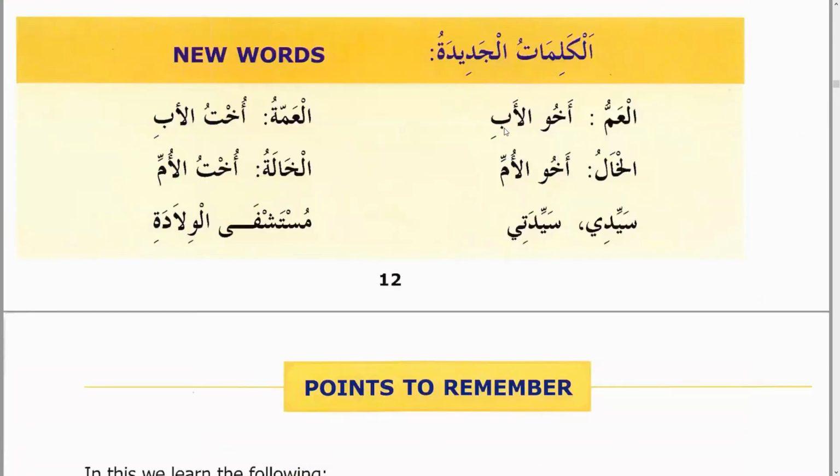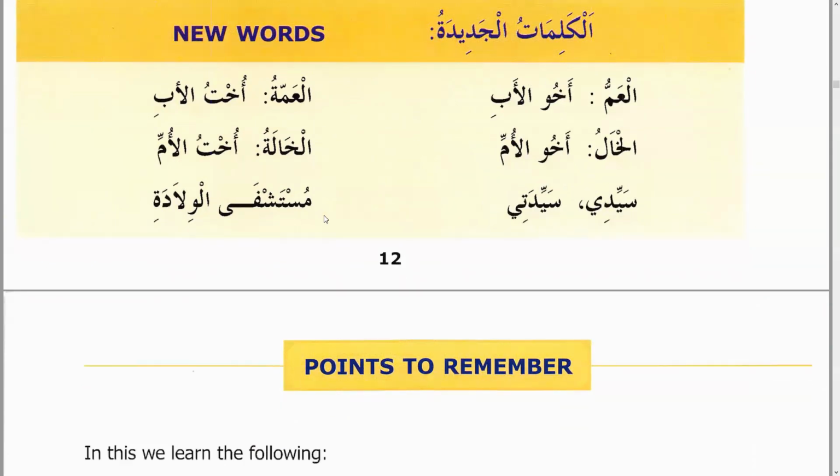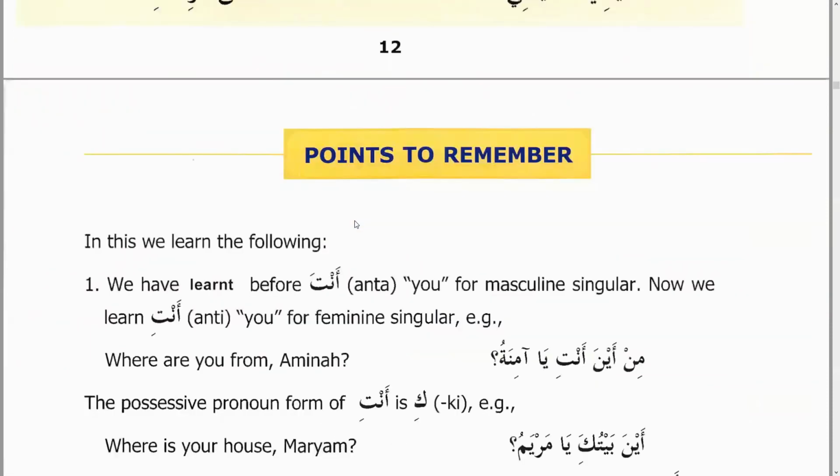Al-ammu akhul ab. Who's the uncle? The father's brother. Again, this is mudaf and mudaf ilayhi. Al-ammatu ukhtul ab. Father's sister. Al-khalu akhul umm, mother's brother. Al-khalatu ukhtul umm, mother's sister. Sayyidi, sayyidati, that is sir, madam. Mustashfal wilada, maternity hospital.